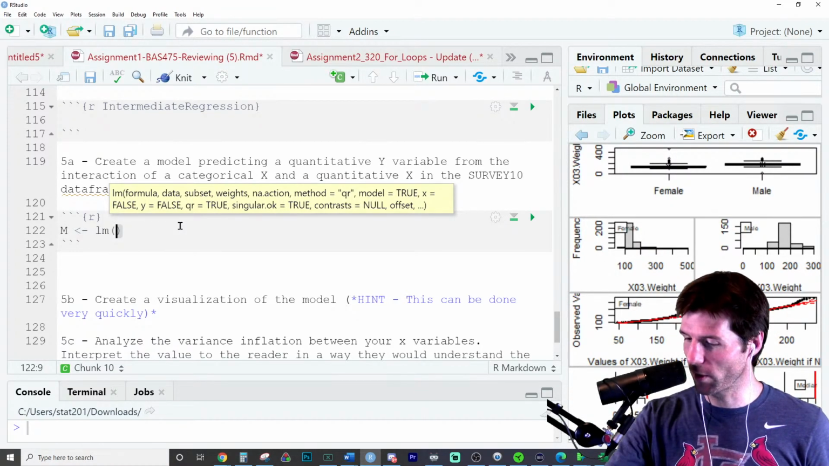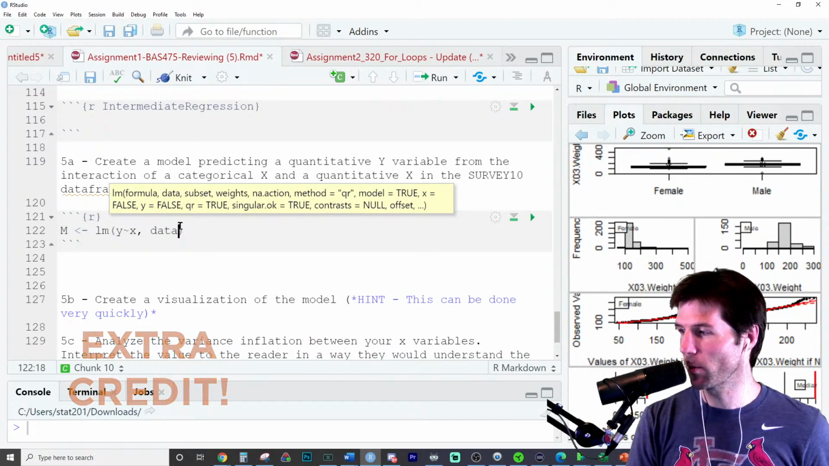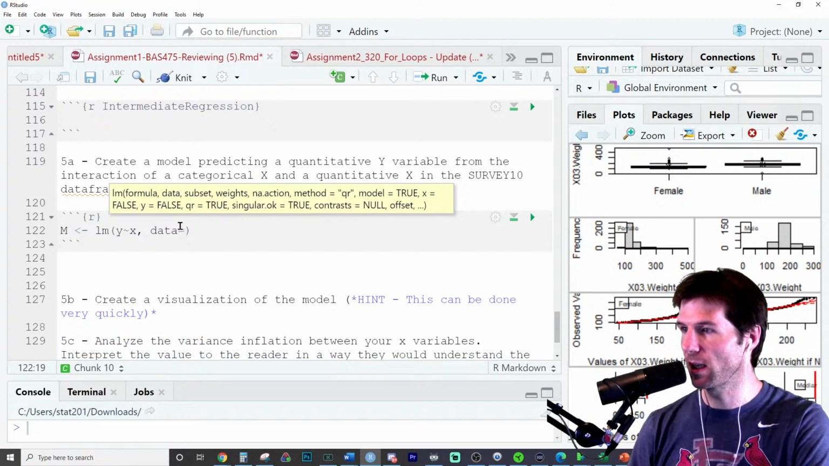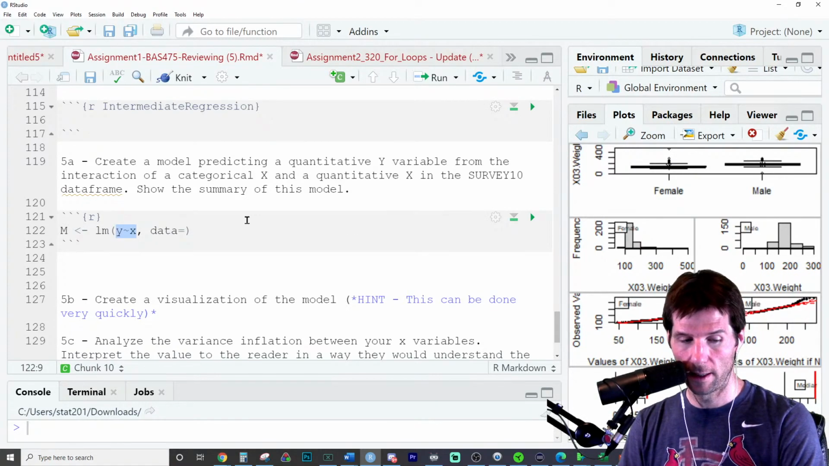Y tilde, you got it, that's where the 100 points are. Y tilde x, comma, data equals. That's what we always do, right? So y tilde x, comma, data equals is our common format that we use for the formula. And then after the formula, you tell it which data frame it's in. So you are doing the survey 10 data frame.